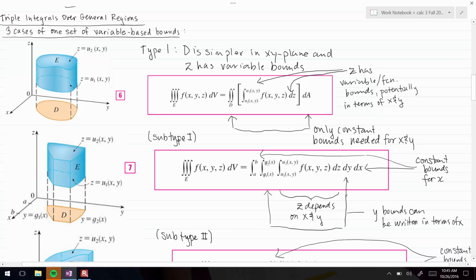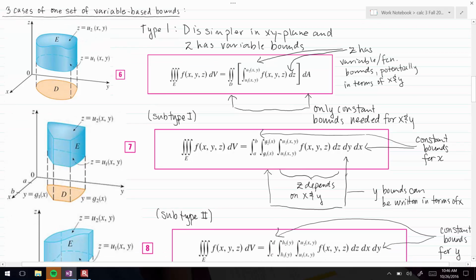But what I want you to get from this is notice that when we have variable bounds, we have lots of options here. Instead of having 2 cases, we have 3 because we could do the integration with respect to x first, y, or z. What's going to feel more natural is with respect to z. That's going to feel more natural to do first. And so that's what you're going to look for.